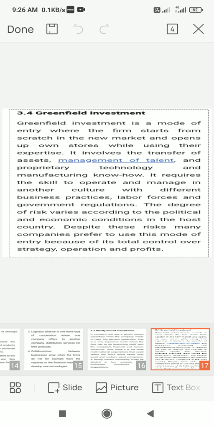Okay, it involves the transfer of assets, management talent, property, technology, and manufacturing know-how. Means everything whatever you have, you are going to transfer from one place to another place, and that place is particularly a new place or new area of business where you are going to enter. So this kind of investment is called greenfield investment.